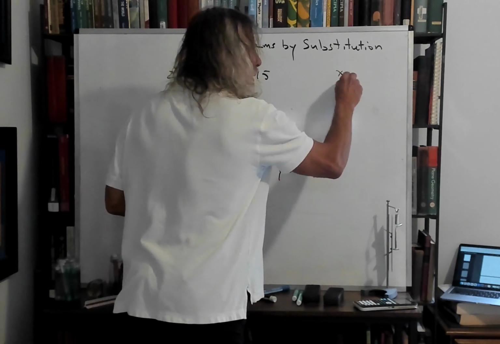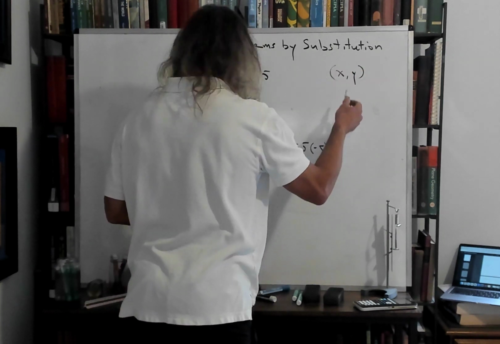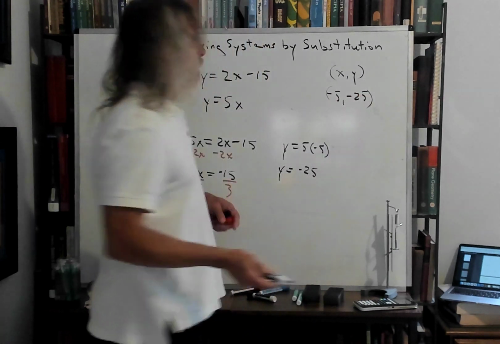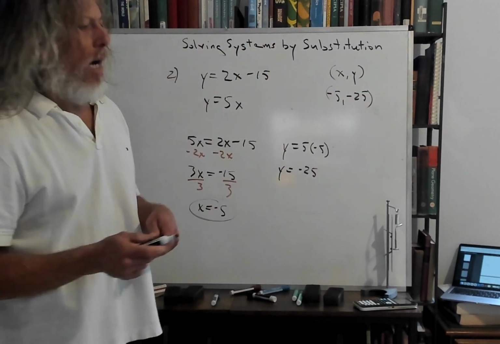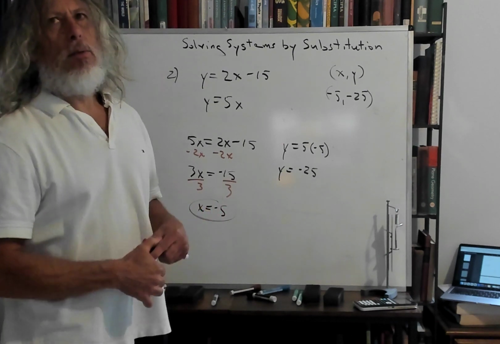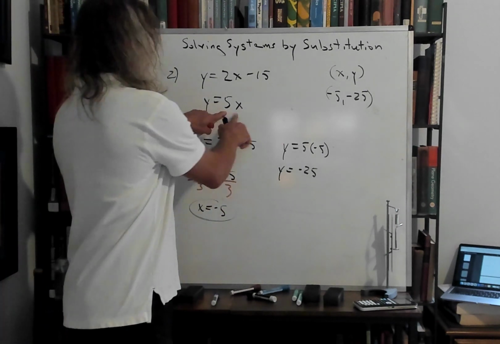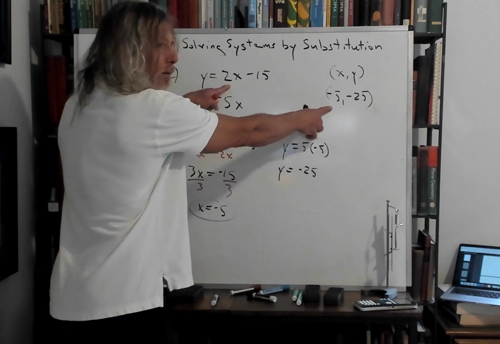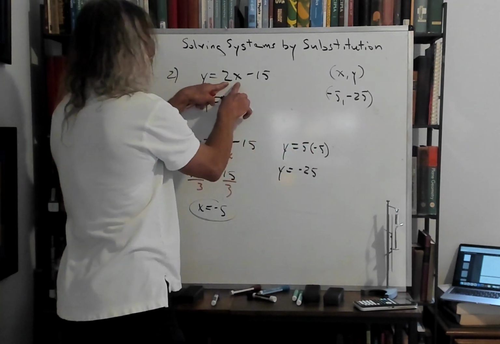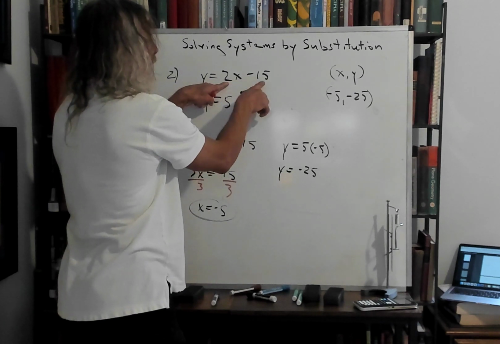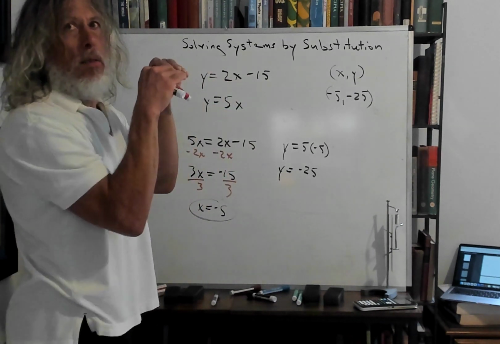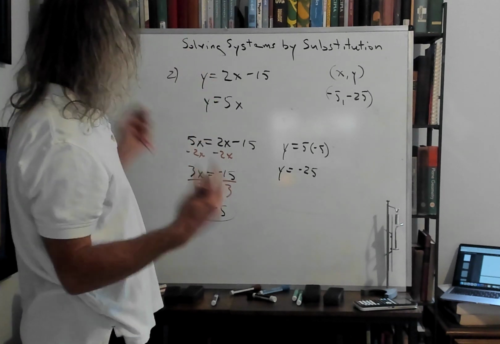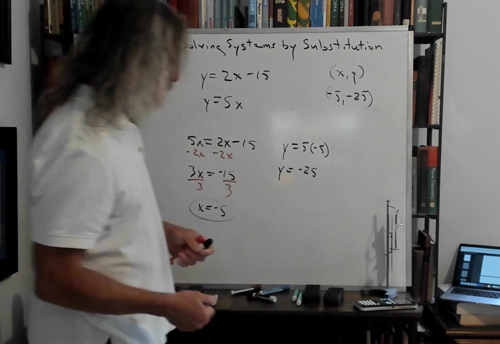So the ordered pair we're trying to find, that's where they meet. It's what they have in common. These two numbers work in both. 5 times negative 5 is negative 25. 2 times negative 5 is negative 10. Negative 10 decreased by 15. If you're at negative 10 and the temperature goes down 15, negative 25. So it's correct.